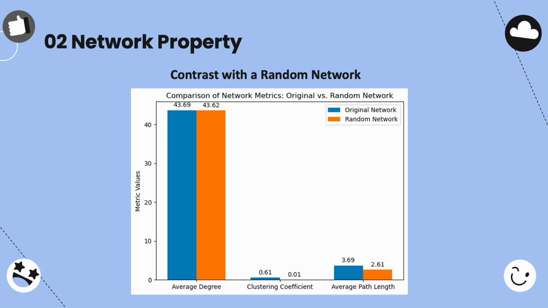There is a significant difference in the clustering coefficient, with the original network having a much higher value. This indicates that the nodes in the original network tend to cluster together much more than in the random network. In other words, there's a higher tendency for the original network's nodes to form tightly knit groups with many interconnections.